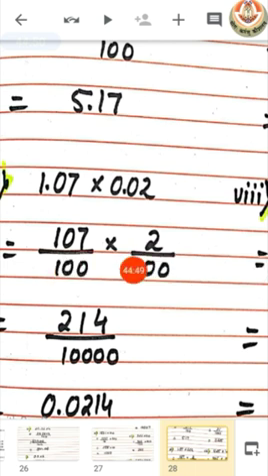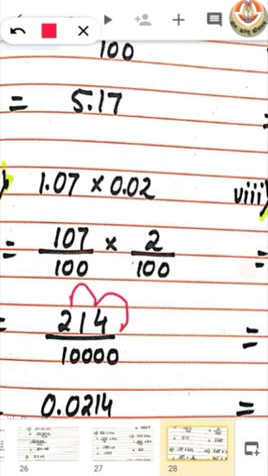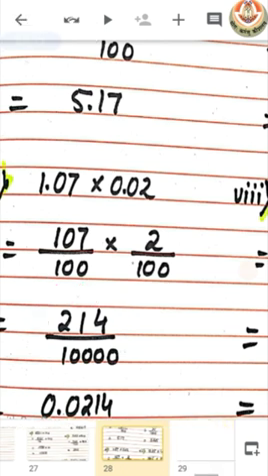For example, here we have the decimal here, and then it will shift toward the left by 4 digits. So we have to put 0 here and the decimal will be here. So our answer is 0.0214.